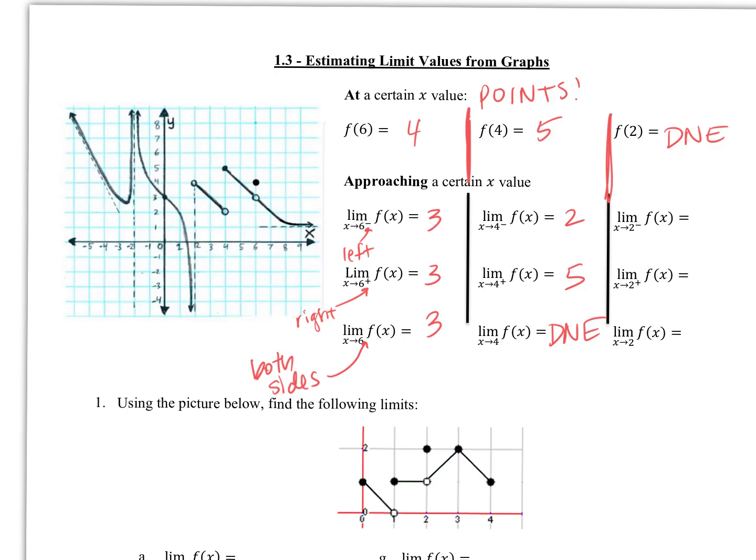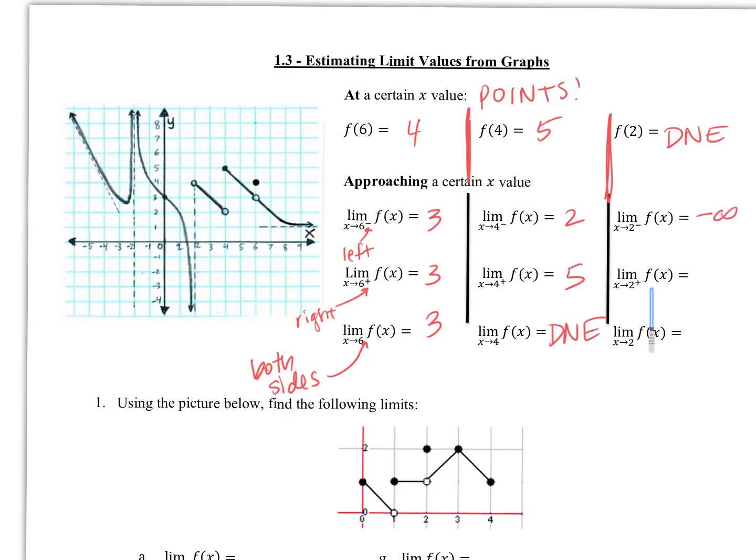Okay. Let's look at 2. We said 2 doesn't have a point, so we said f of 2 doesn't exist. I'm down with that. Let's go look from the left-hand side. So I approach 2 from the left. I got to stop at 2 from the left-hand side. Where do you think that lightsaber's going? Forever down. How would we say that? Negative infinity. You got it. Negative infinity. Boom.